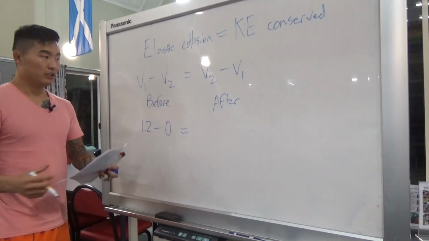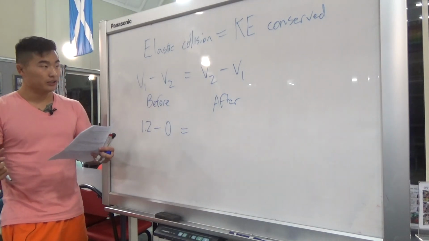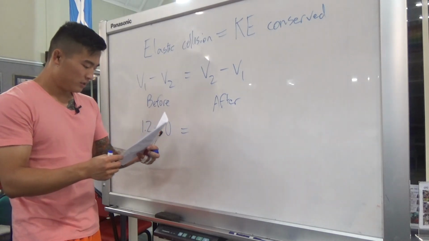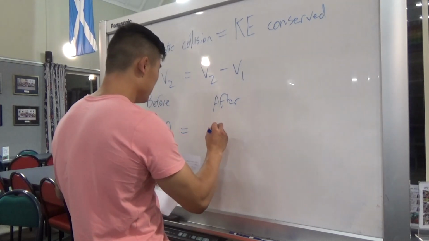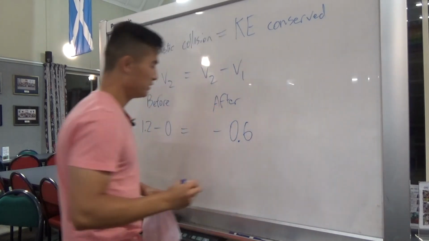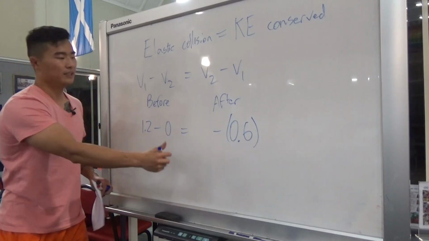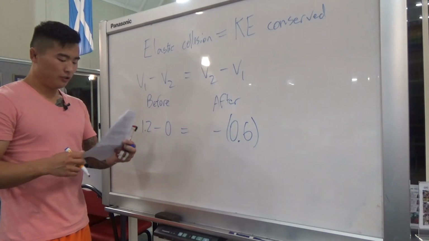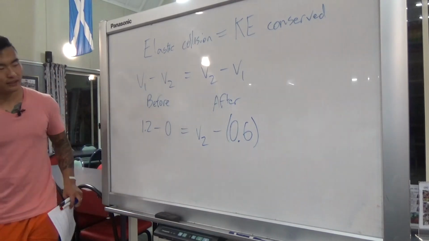After the collision, we've been told that the metal ball, so V1, had a velocity of 0.6 meters. Okay, that might confuse some of you with the minus sign, but that's 0.6 meters. And we want to know the velocity of the wooden ball, which is V2, right?